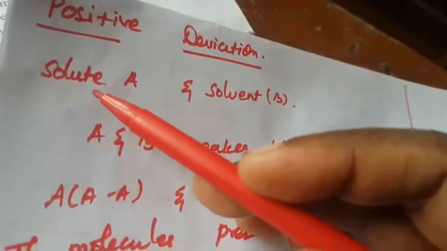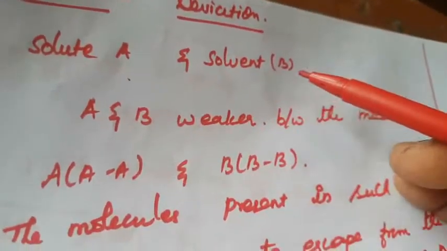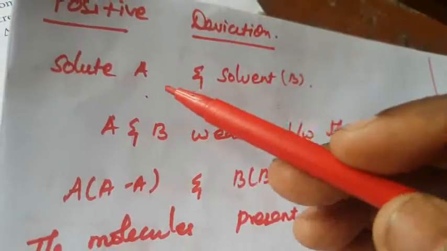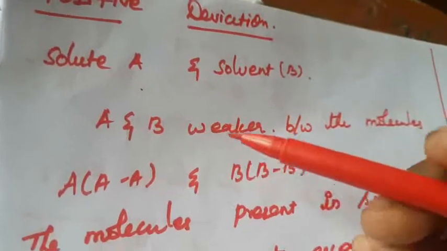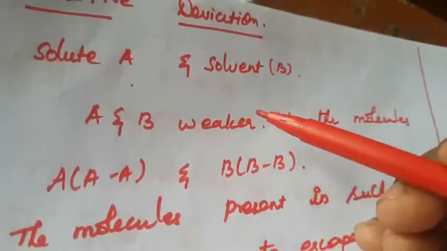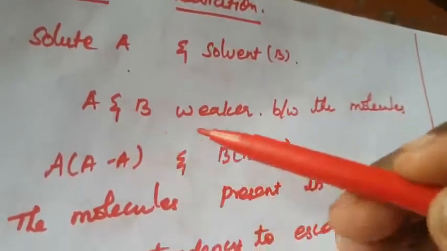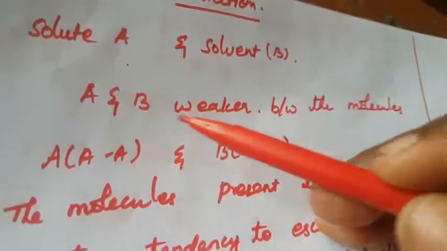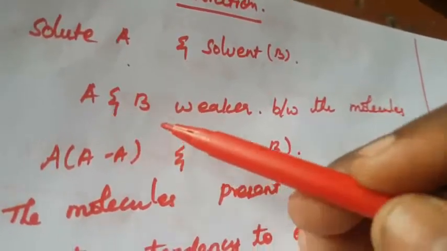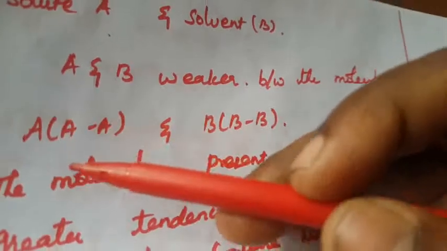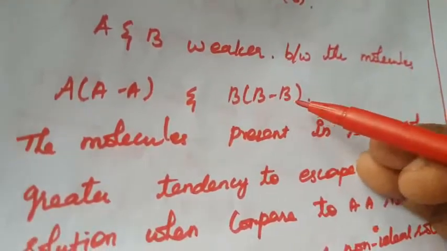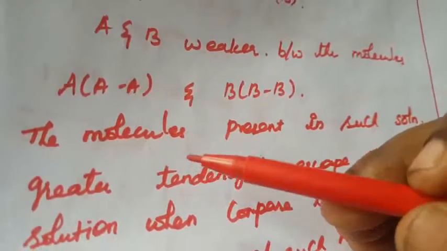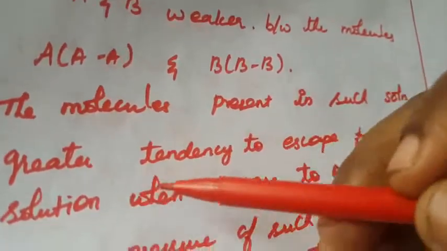So that is the solute A and the solvent B. So that is the two solutions. So that is the mixture containing the solute and the solvent. The intermolecular attractive forces are weaker between A and B. We are considering a weaker force between the A and B components, between the molecules, how it will be formed: A and B, B and B, and the intermolecular force of attraction. These are the molecules present in such a solution.